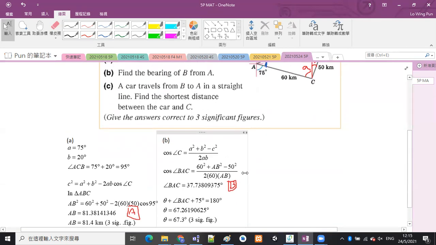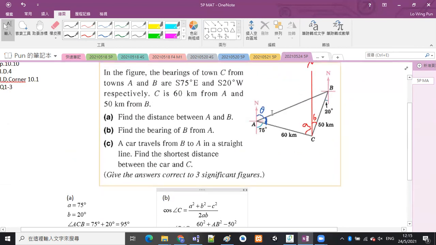Part C. A car travels from B to A in a straight line. From B to A. Find the shortest distance between the car and C.